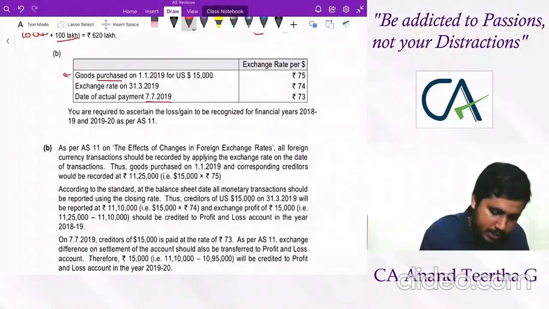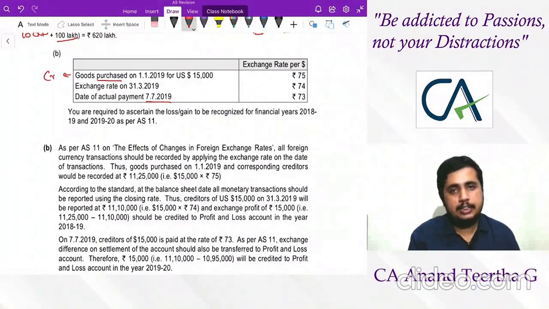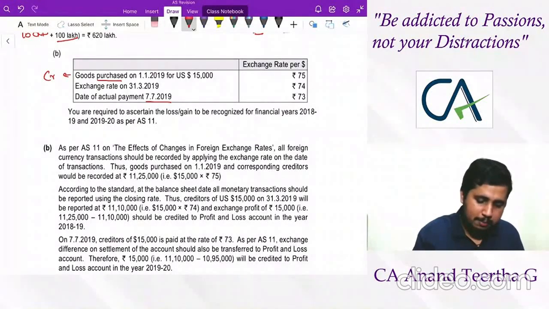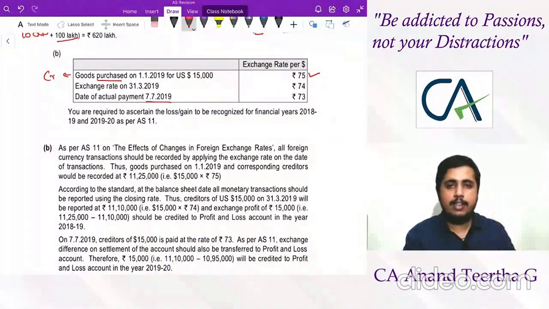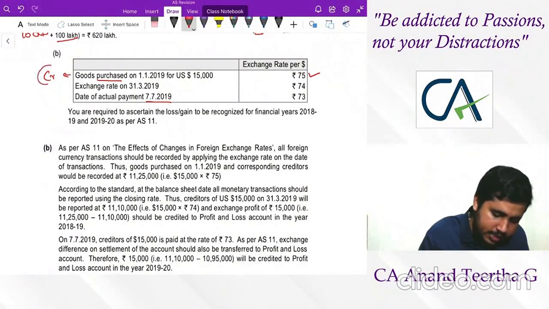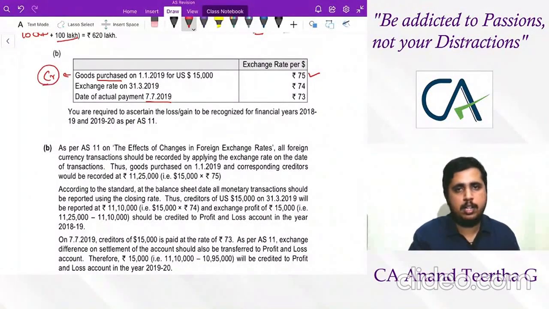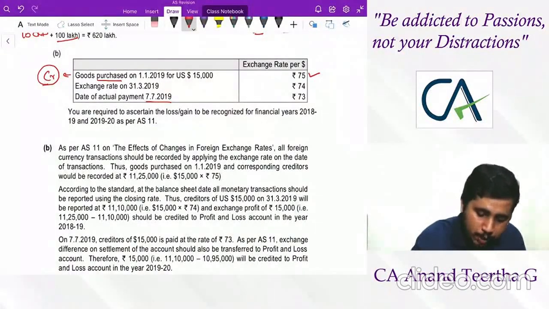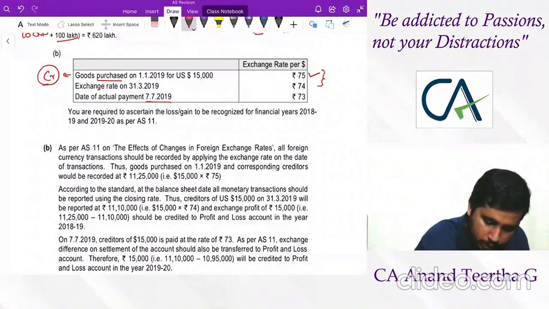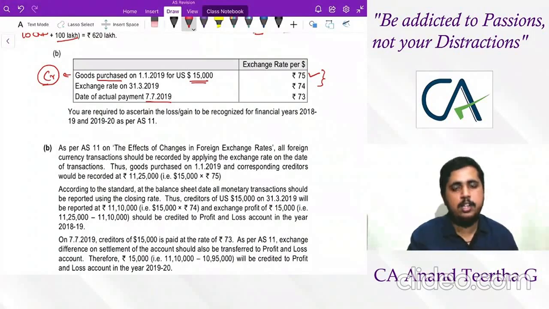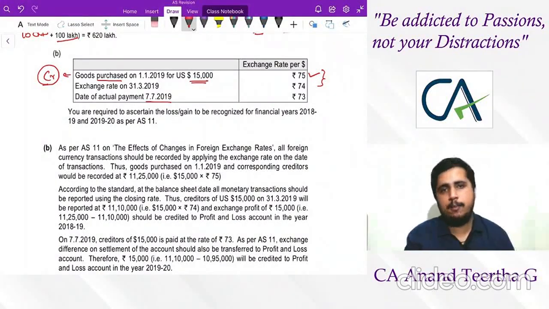First, goods purchased and payment is made on 7/7. So this basically means it is credit purchases. Since it is credit purchases, automatically what happens? Recognition will be done at 75. Okay, then this creditor is my monetary item, which means it should be restated. So 75 rupee should now be converted to 74 rupees. 1 rupee per dollar, total dollar involved is 15,000. So 15,000 ERD will be shifted to P&L.